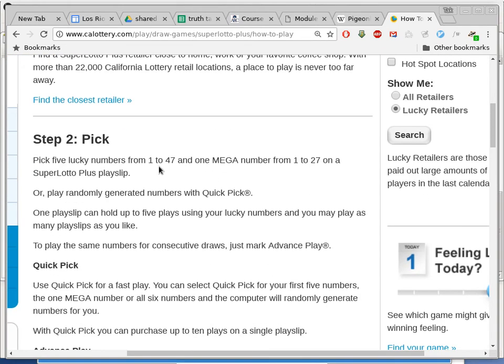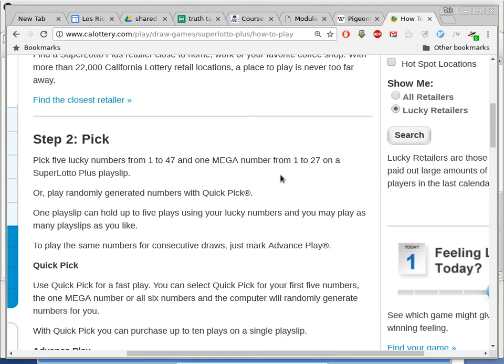Okay, pick 5 lucky numbers from 1 to 47 and 1 mega number from 1 to 27 on the play slip. What they did not tell you is the ordering of the first 5 numbers, the so-called lucky numbers, is not important. In other words, it is considered a set. You're supposed to pick a set of 5 numbers, and this set has to be a subset of the set of 1, 2, 3, 4, all the way up to 47.